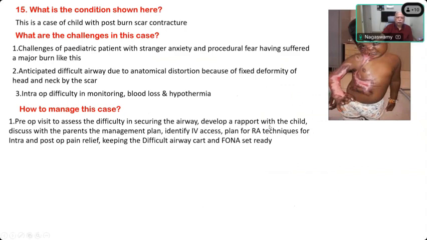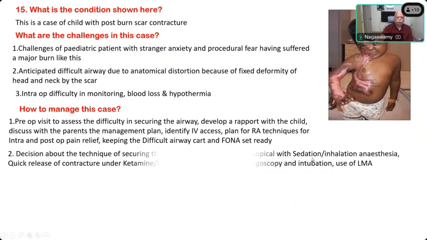Try to develop a rapport with the child, discuss the management plan with the parents, identify a location for IV access, plan for regional anesthesia techniques for intra- and post-op pain relief, and keep the difficult airway cart and front of neck access set ready. These are all the first preparations that you have to do.